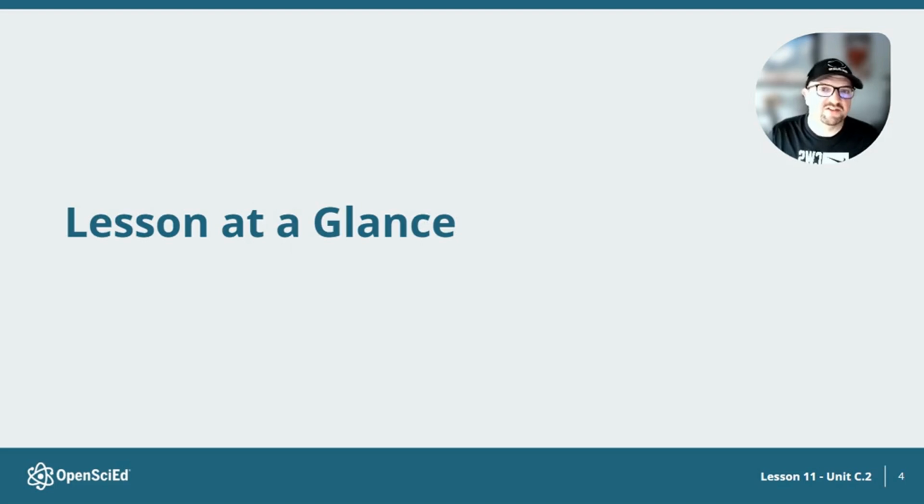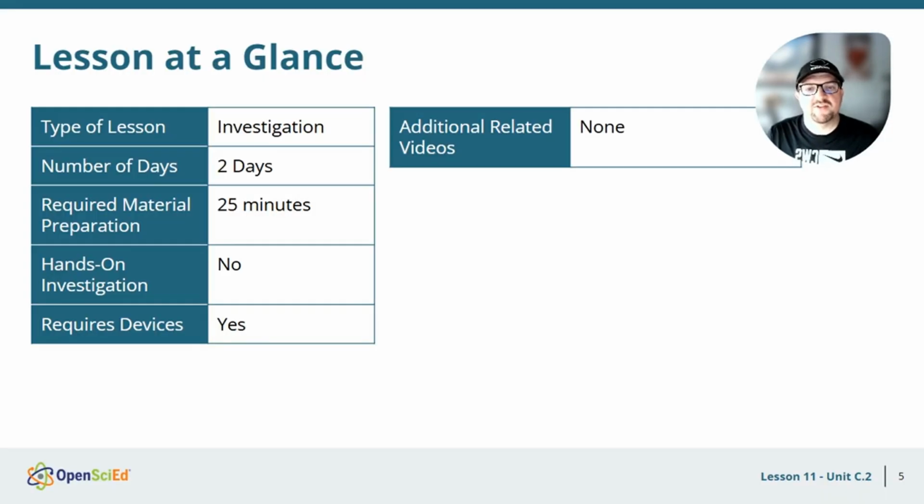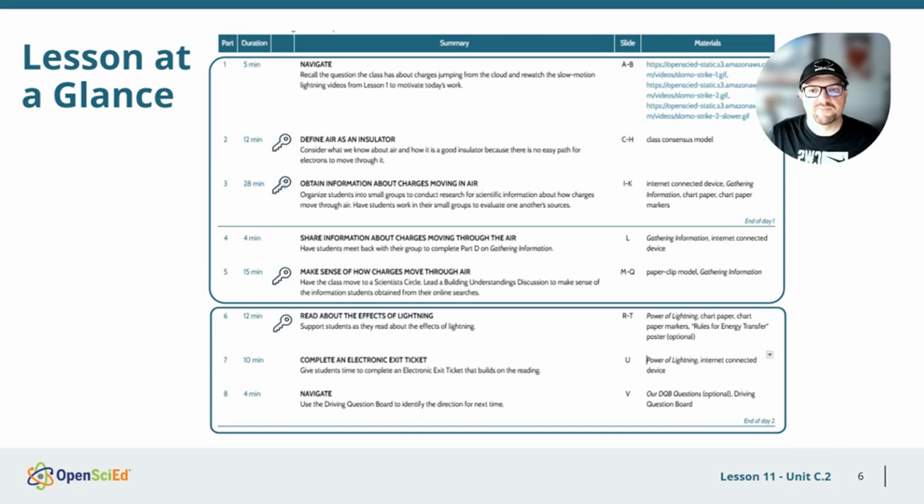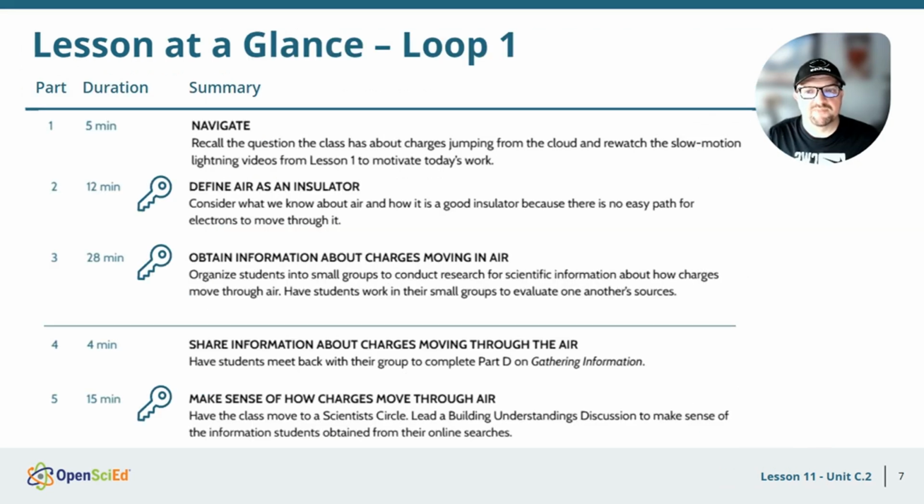Here's a quick glance at the logistics for this lesson. This is an investigation lesson that will take roughly 2 days. I found it only takes about 25 minutes to prep, mostly in the form of understanding the models that we'll create, so that prep time would go down in future years. Students will need internet-connected devices to do some research, and we'll be reusing the slow-motion lightning videos that they watched back in Lesson 1. The lesson is broken down into two distinct sense-making loops because there is a major shift about halfway through the lesson.